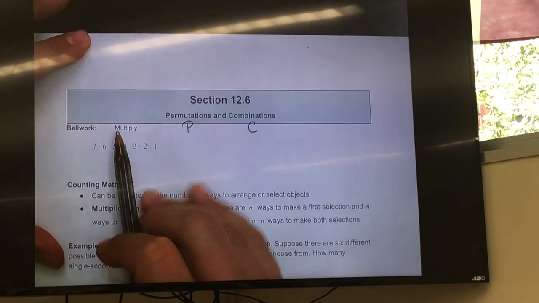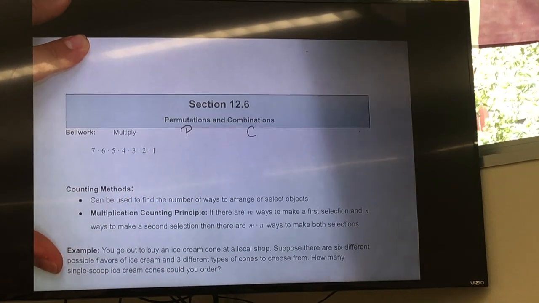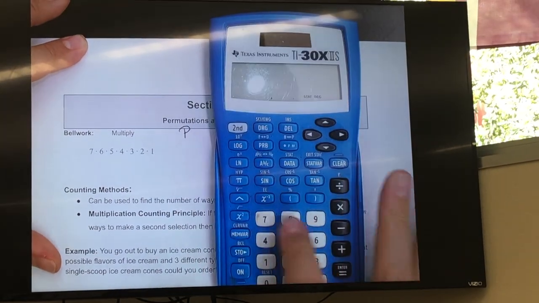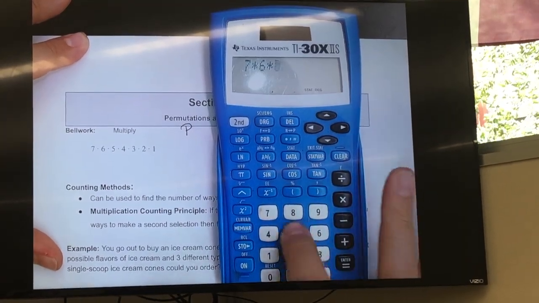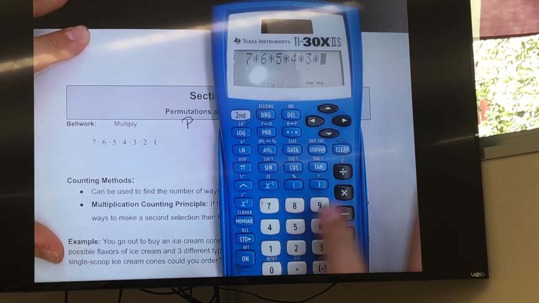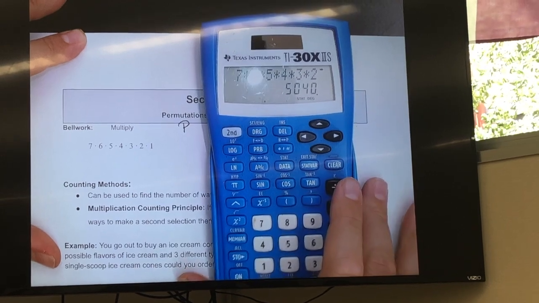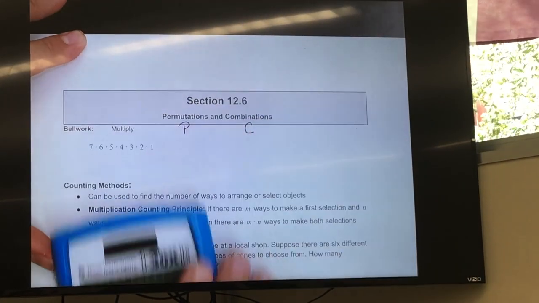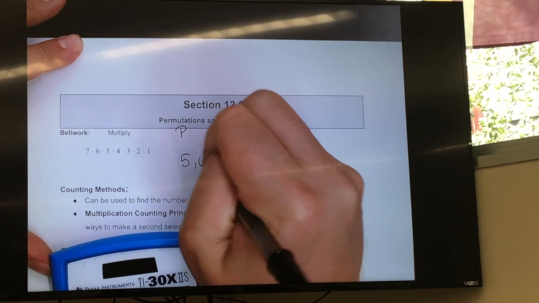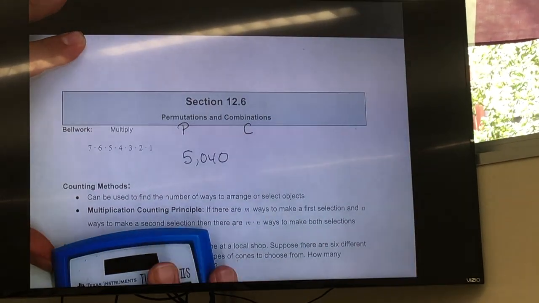Our first bell work is just to multiply that. Of course, we're not going to do that by hand, right? So 7 times 6 times 5 times 4 times 3 times 2 times 1. I get 5,040. So that was a lot of work to type that in.